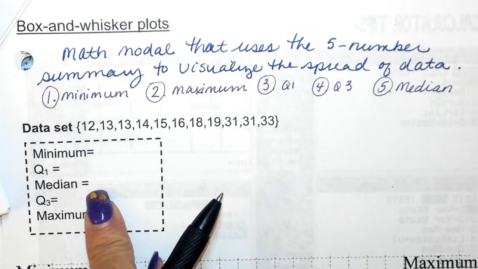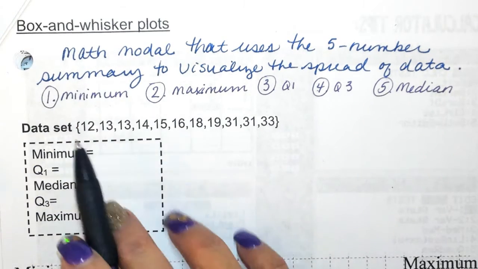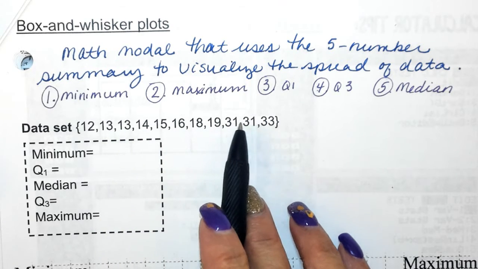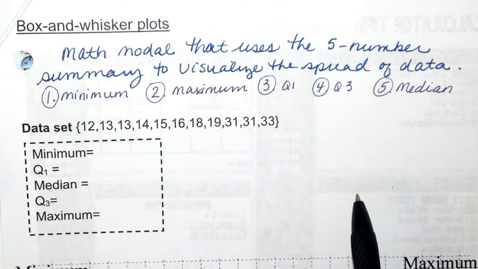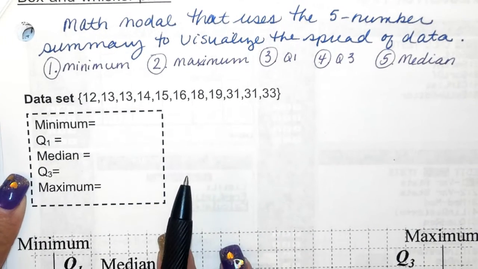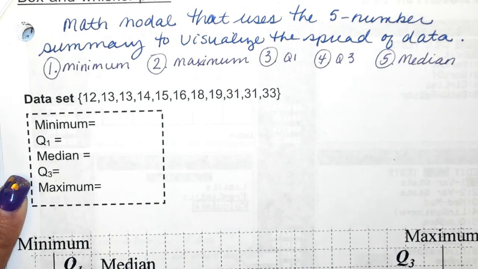Okay, so I've got some data right here, and what I want to do is find that data real quick. Here's my data: 12, 13, 13, 14, 15, 16, 18, 19, 31, 31, 33. So let's count how many there are. I'm going to say pause your video here and do this, and then come back and let's see if you got it right.